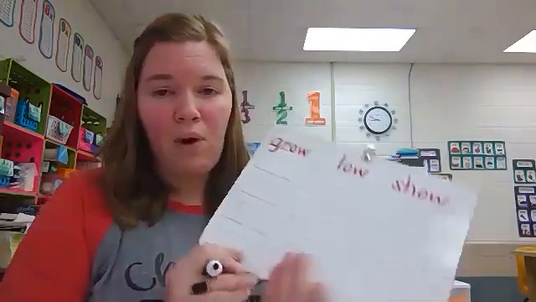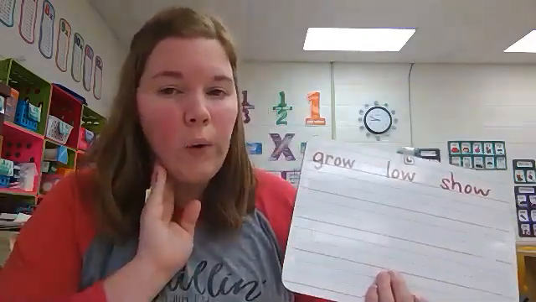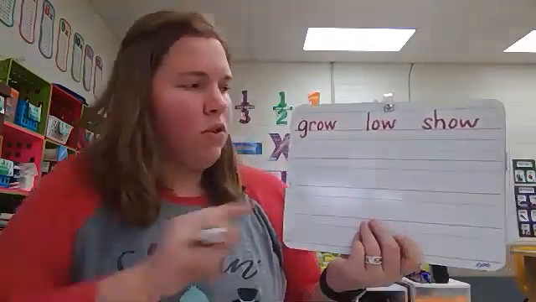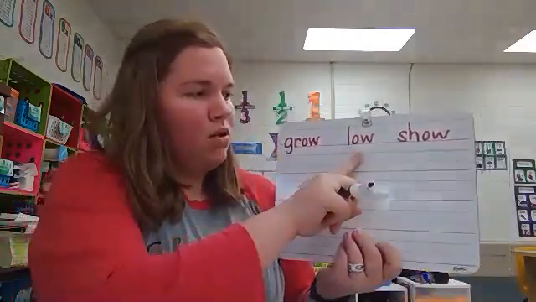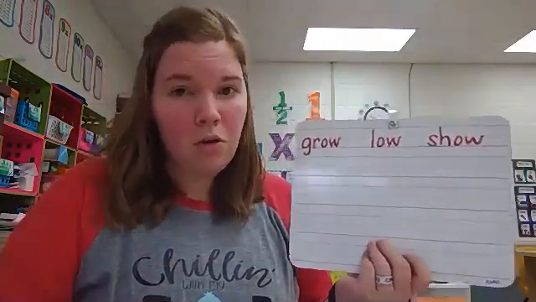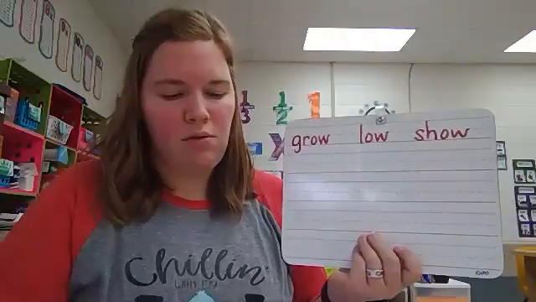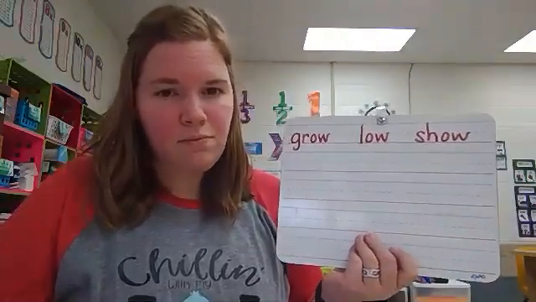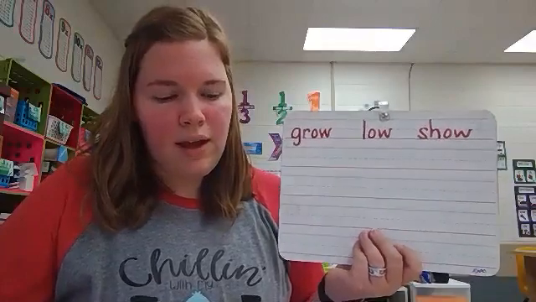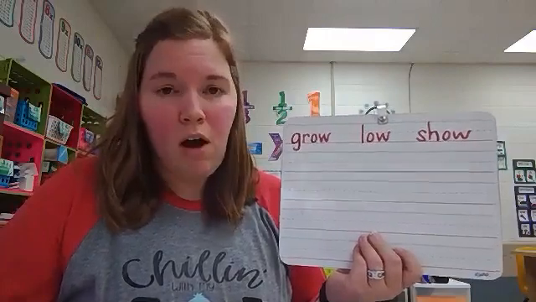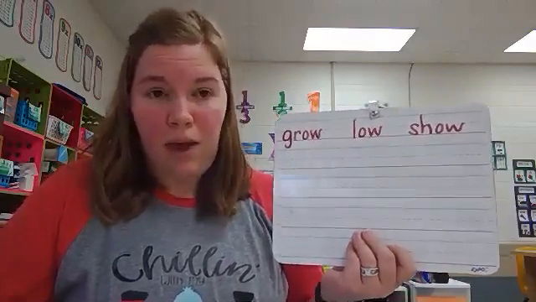Very good. O is a voiced sound. Oh, you can feel that. So look at these words, grow, low, and show. There are two letters making the O sound in these words. Can you guess what they are? O and W, very good. What do we call two letters that come together to make one sound?